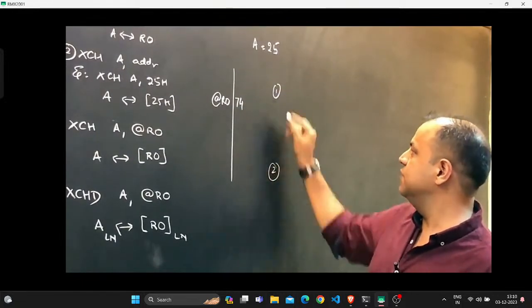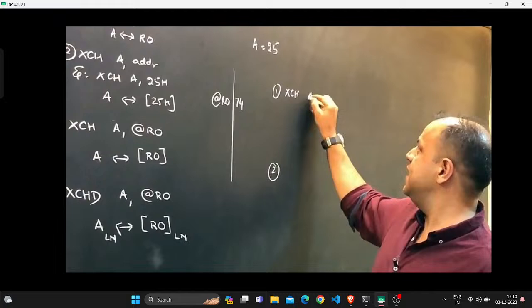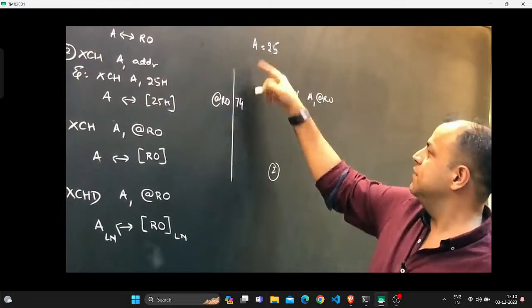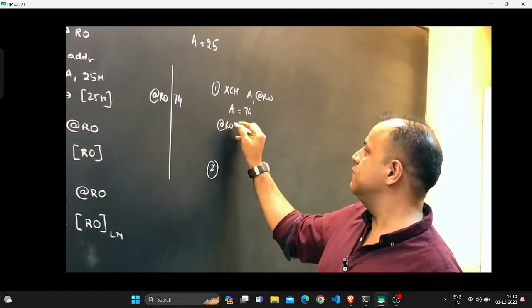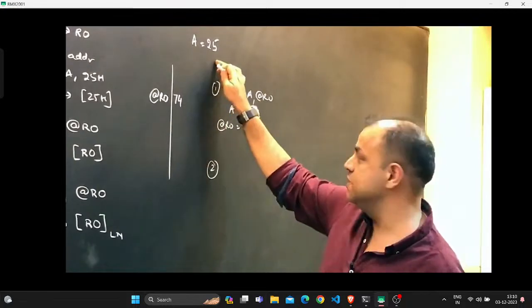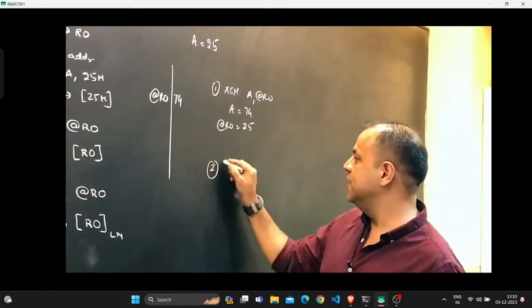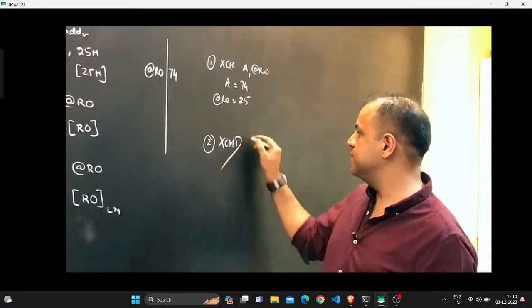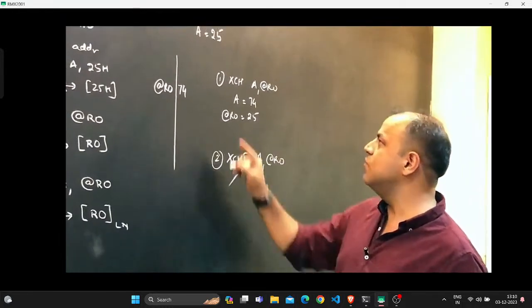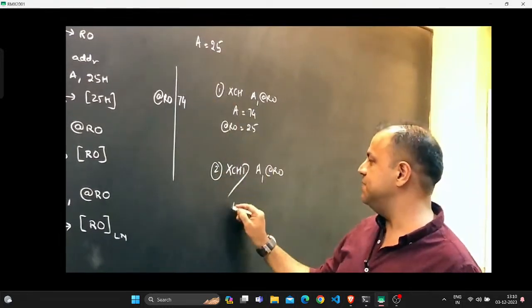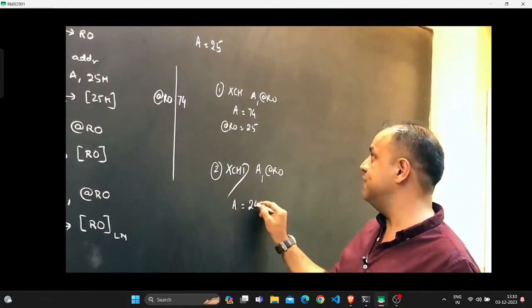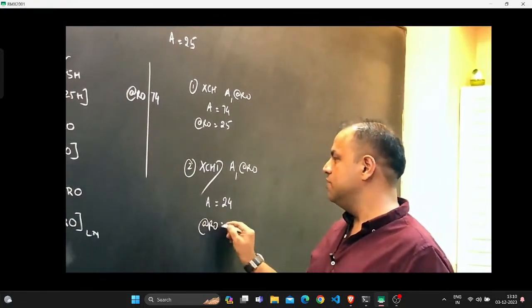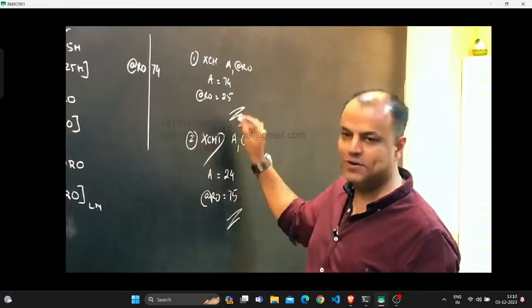Case 1, case 2. If I write exchange A comma @R0, what will happen? The full numbers will be exchanged. That means A will become 74 and @R0 will become 25. The full numbers will be exchanged. But on the other hand, if I just wrote exchange digit A comma @R0, only the lower nibbles will be exchanged. That means in A, 2 will remain as it is, only 4 and 5 will be exchanged, so A will become 24 and @R0 will become 75. Please tell me, did you understand?